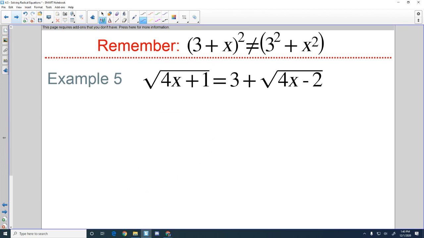Example number 5. So I've got a little note at the top, and that's going to be important here. Go ahead and write down the example. Don't worry about writing that remember up top. I'm going to bring that up in a moment. But here's the problem. It's the square root of 4x plus 1 equals 3 plus the square root of 4x minus 2.